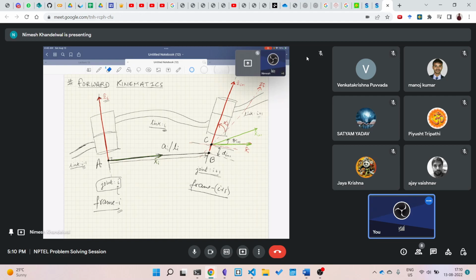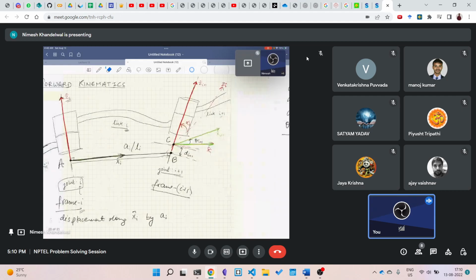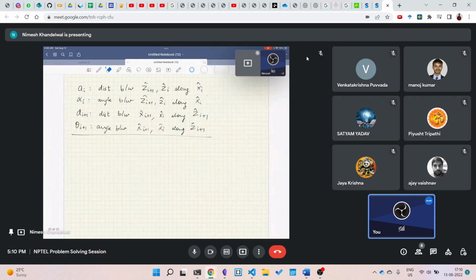So the first transformation is displacement along xi, or displacement along an axis. Do you know how we represent displacement along an axis? What is the mathematical transformation matrix that we use?